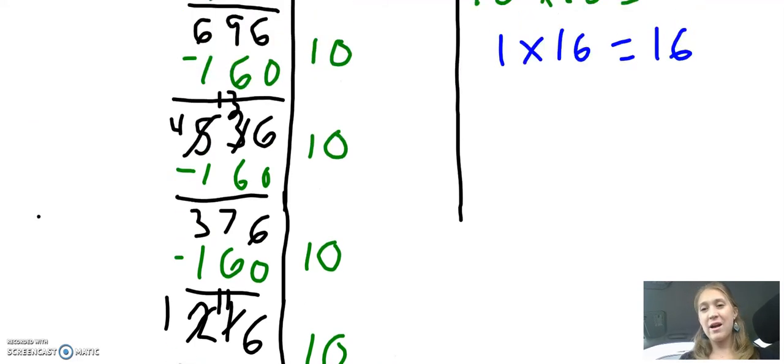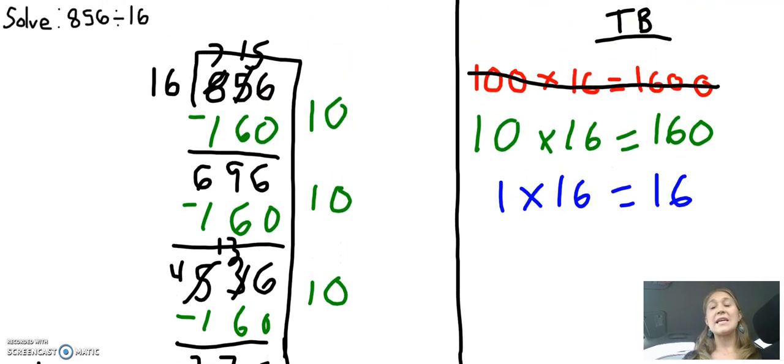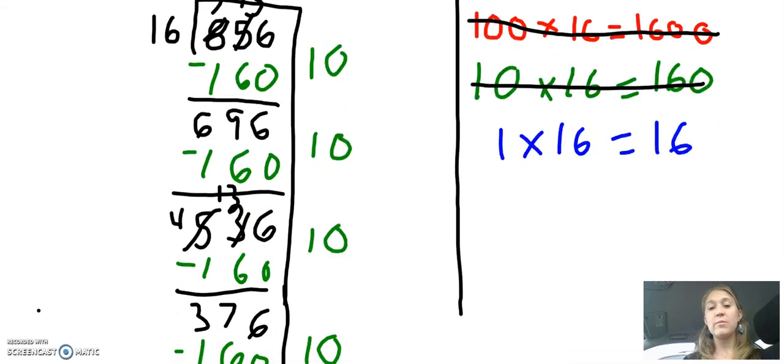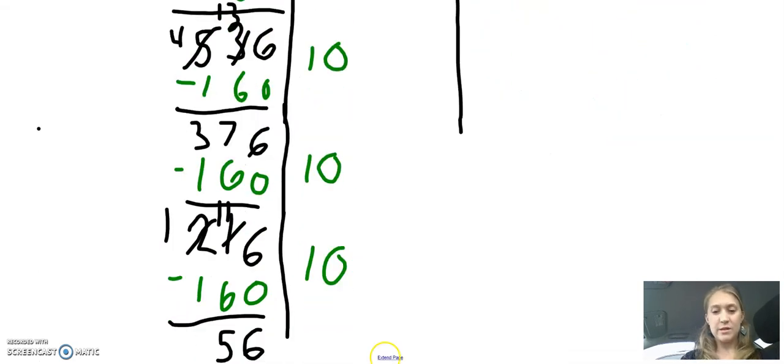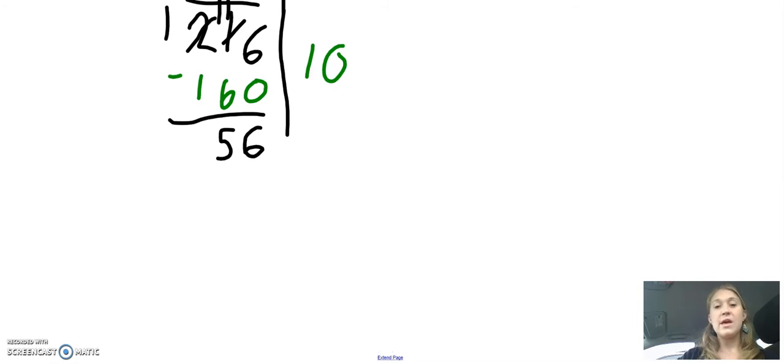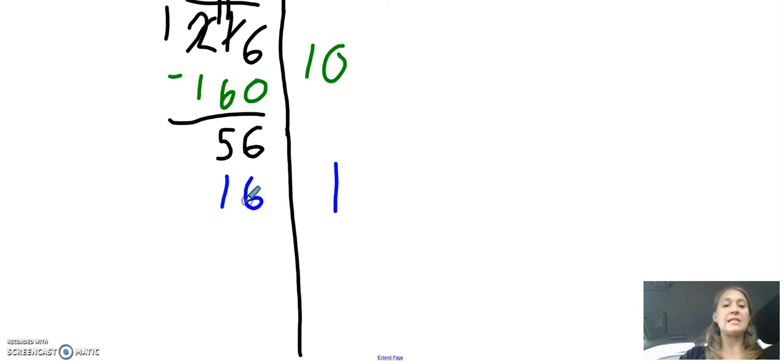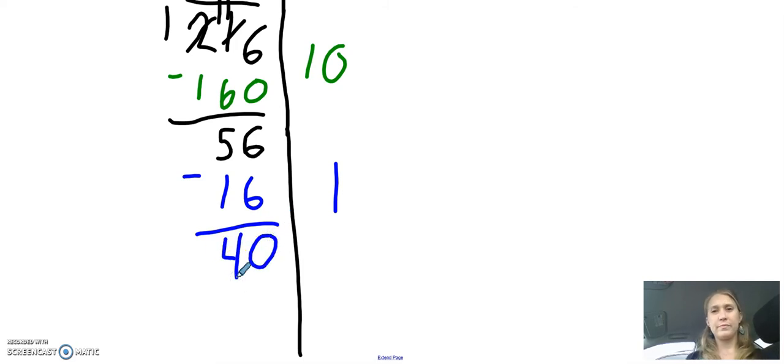So moving back on up to my think box, I can see that I can no longer use any friendly 10s. So I'm going to cross that out, and I'm going to go now to my 1s. And 1 times 16 is 16, and that's what I'm going to use as I solve it. So give me a little bit more room, extend my division, and I'm going to put a friendly 1 on the outside. I'm going to say 1 times 16 is 16. Subtract. 6 minus 6 is 0. 5 minus 1 is 4.